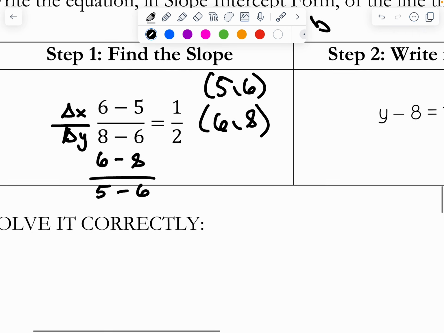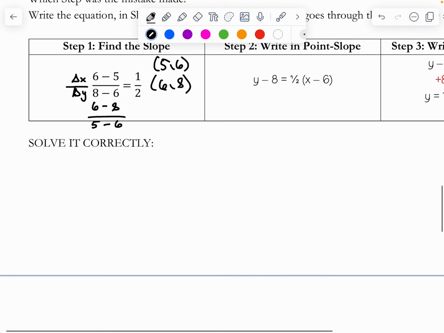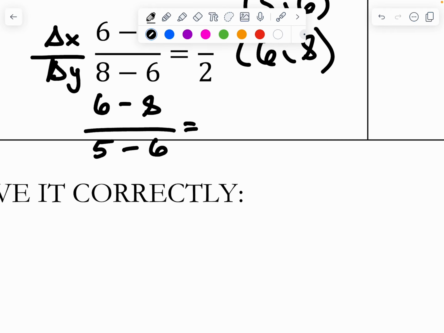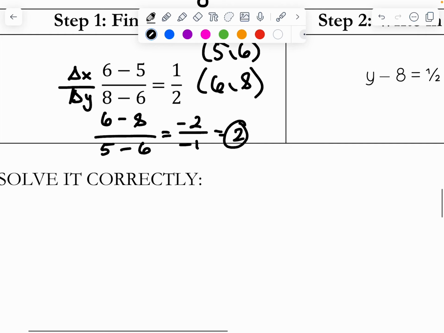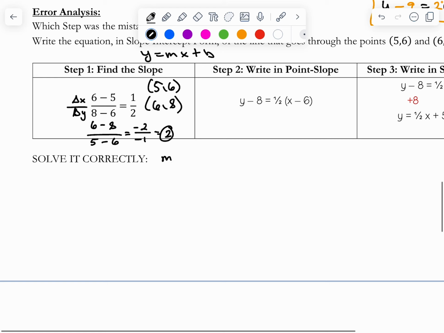So let's go ahead and actually do this correctly. I already have it set up correctly for the way that we do it. So let's go ahead and finish it. 6 minus 8 is -2. 5 minus 6 is -1. So our answer here is going to be +2. Awesome. Slope is corrected. And you can see, we got 2 over 1. They got 1 over 2. So they definitely flipped their x's and their y's. So we've got our slope. M is equal to 2. So my first step, done.